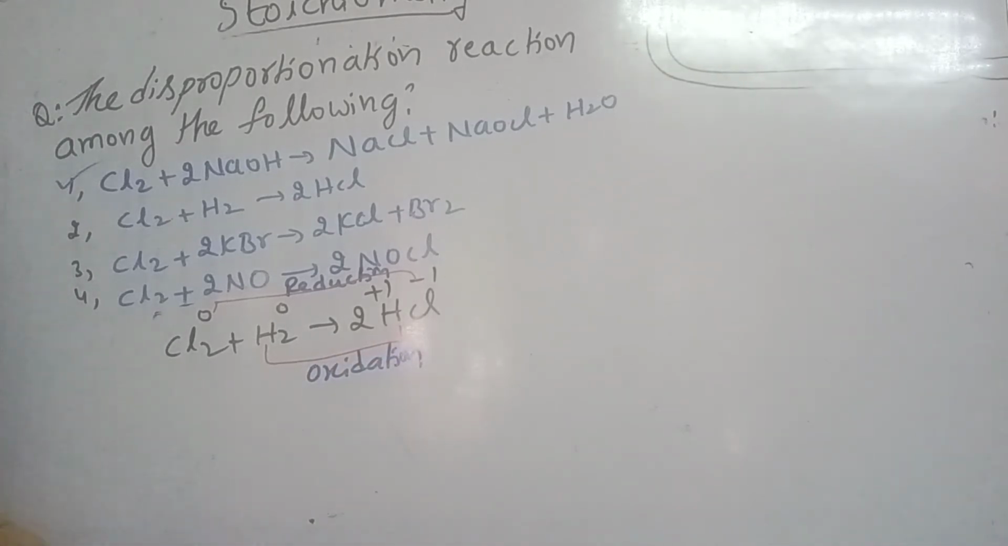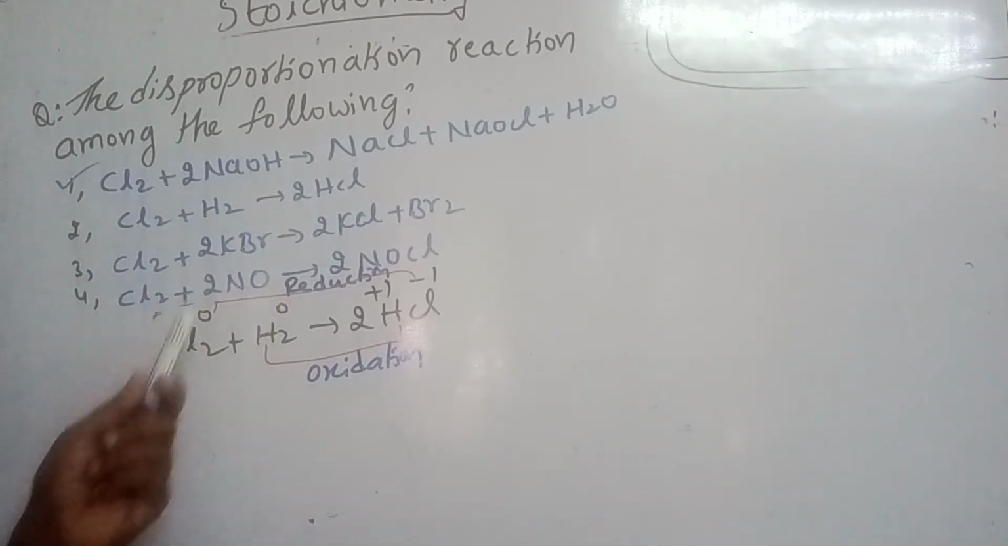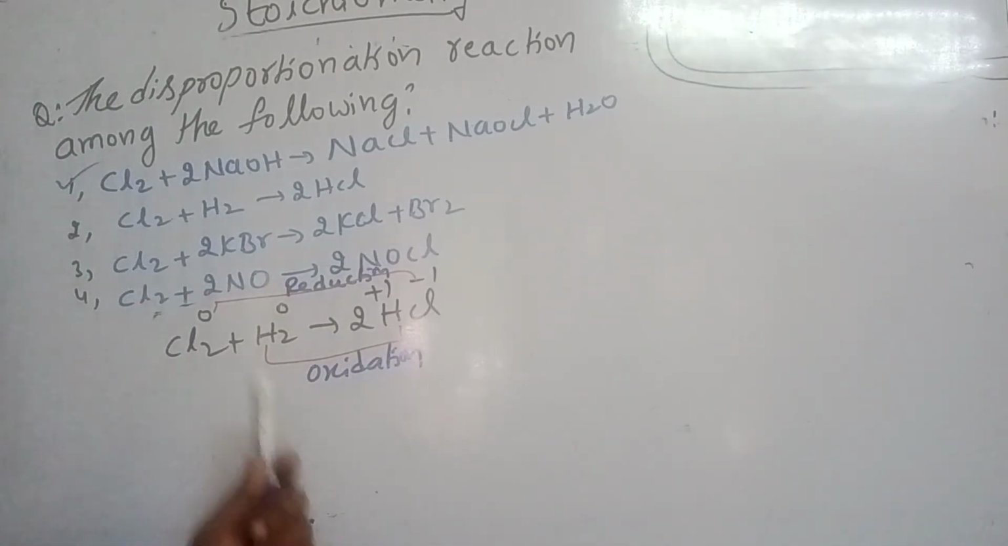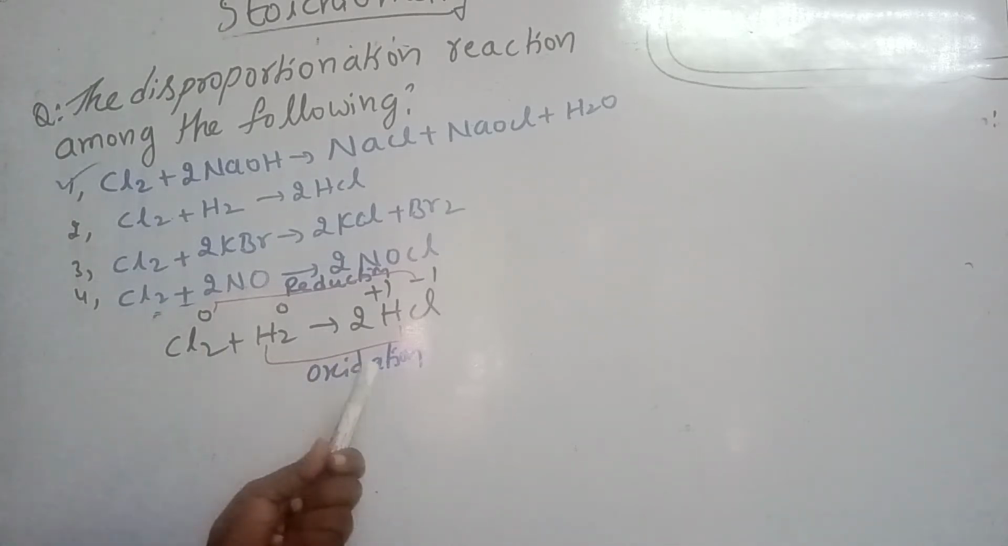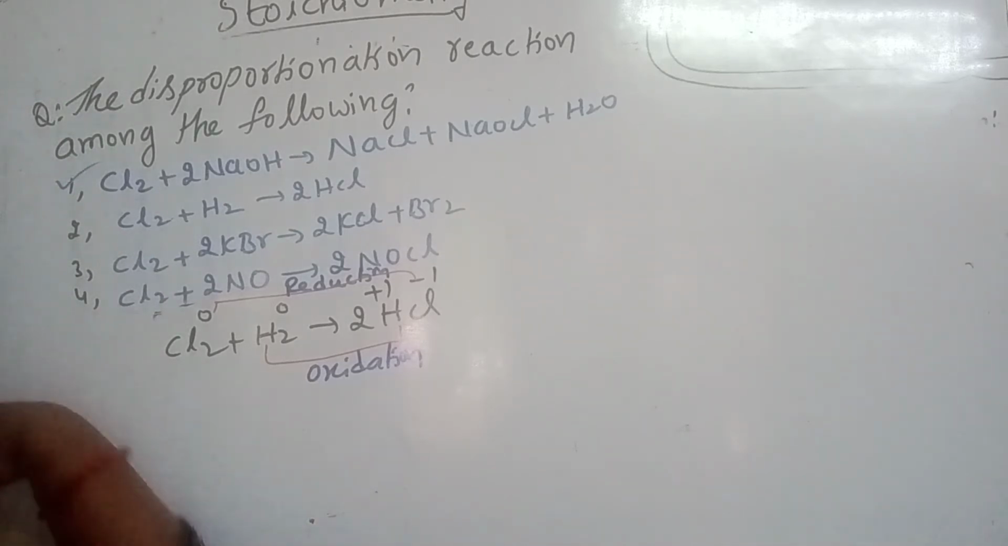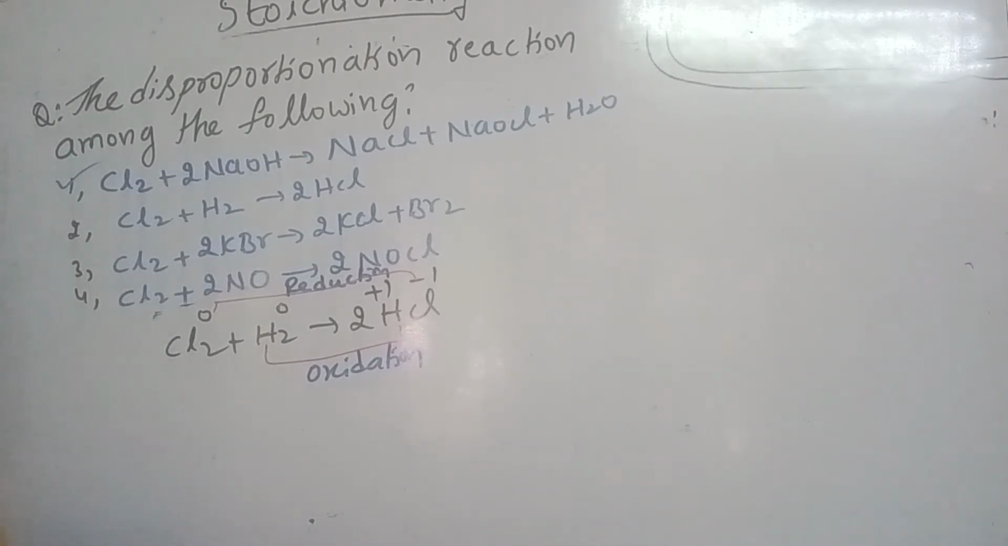Actually, disproportionation means only one element should undergo both oxidation and reduction. But in the second option, chlorine undergoes reduction and hydrogen undergoes oxidation. This reaction is an example of a redox reaction, not a disproportionation reaction, because different elements undergo oxidation and reduction. The concepts of stoichiometry are almost completed, so then we will discuss some previous MCET questions.